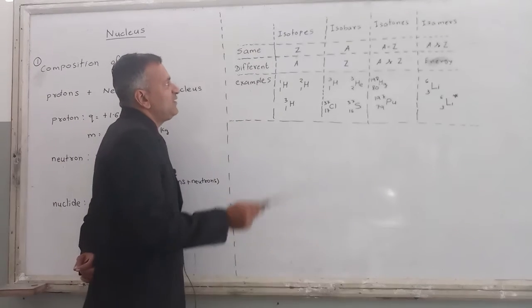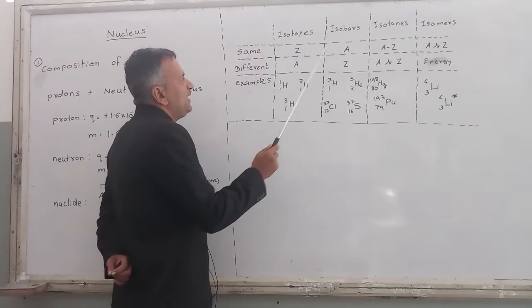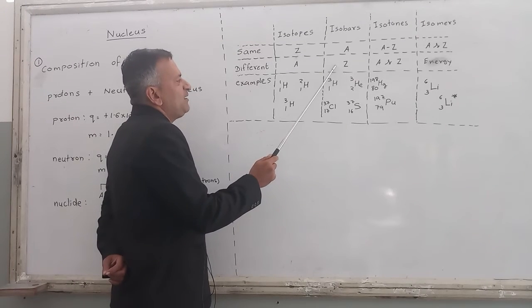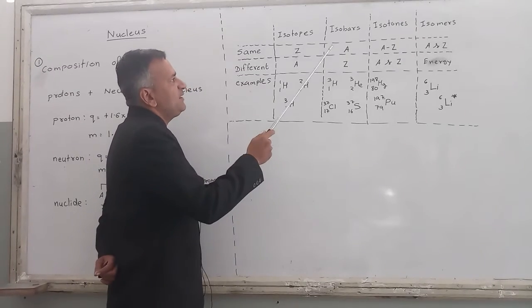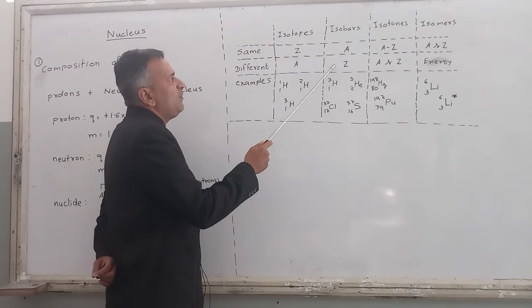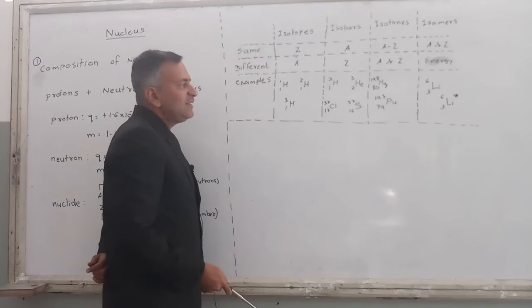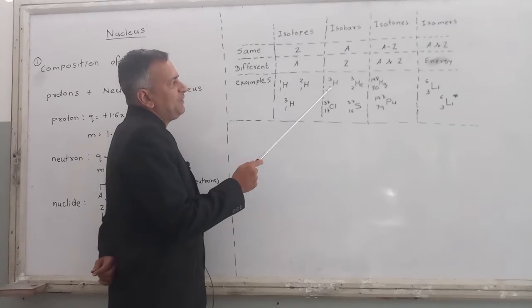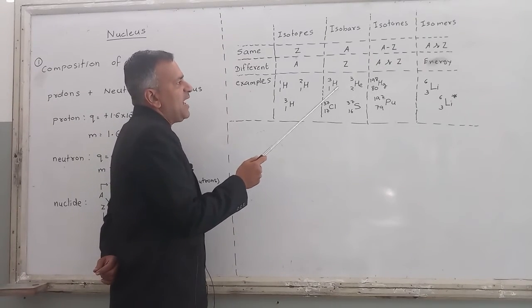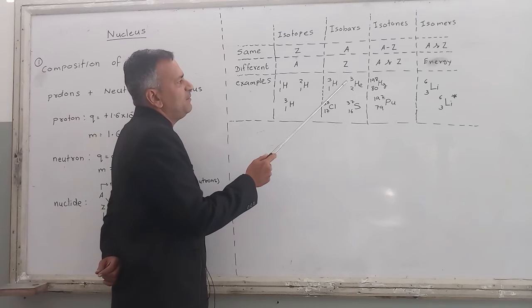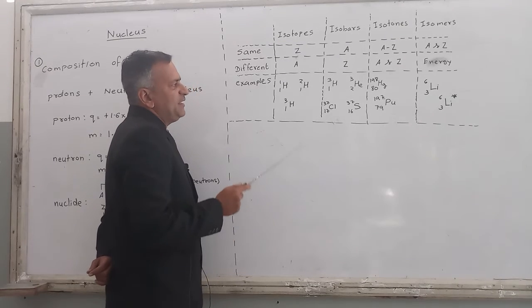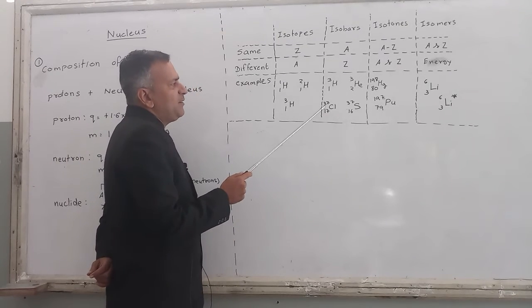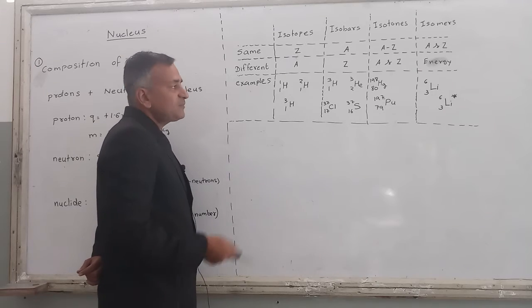Similarly, in isobars, what is same? Mass number is same. What is different? Atomic number is different. How to define isobars? Species having same mass number but different atomic number are called isobars. Say for examples, these 2 species are isobars of each other. Atomic numbers are different but mass numbers are same. These 2 are also isobars of each other. Atomic numbers different, mass numbers are same.